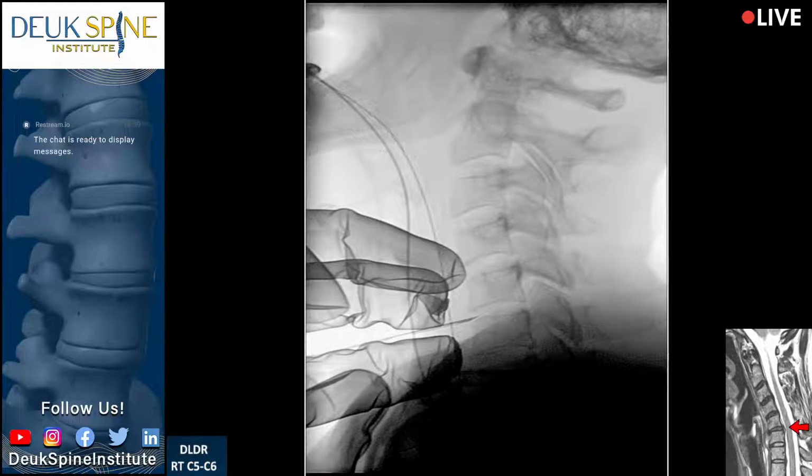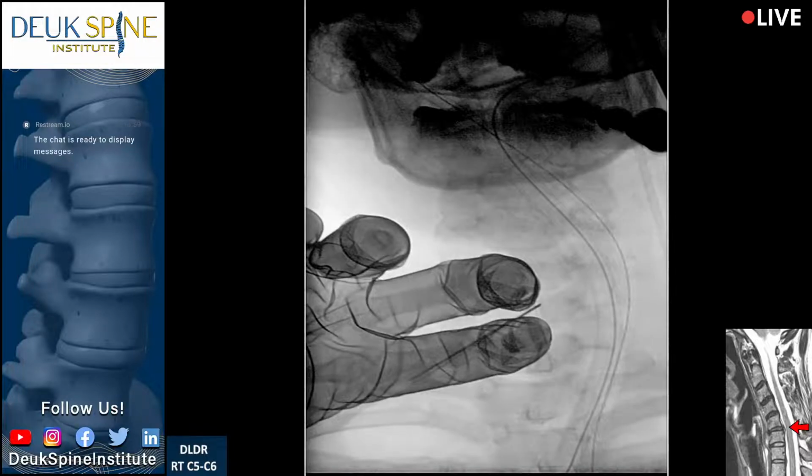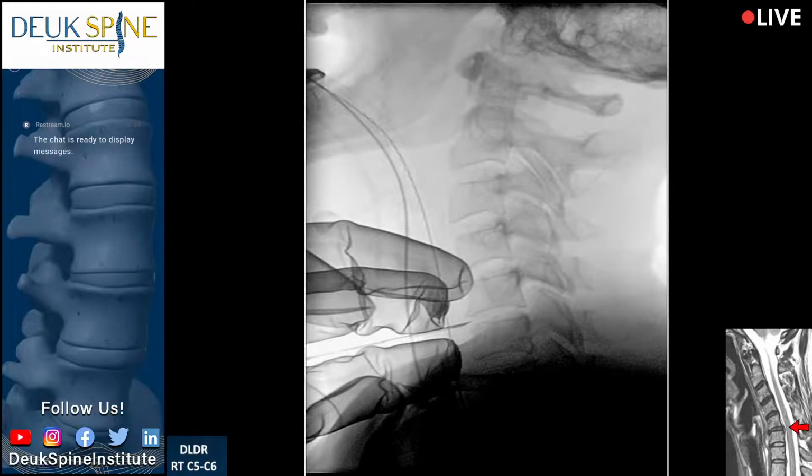Now we're going to switch the direction of the x-ray machine and get a front to back view. That first picture was a side to side. I'm a little bit off center, about a few millimeters off. I'm going to reposition. Shot. Good. AP. We're using both front, back, and side to side x-ray views to make sure I'm in the middle at C5-6.